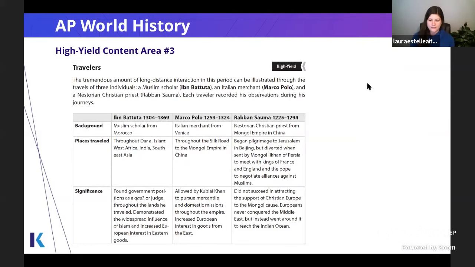Our final high yield content area. Keep in mind, we have 3 high yield content areas, and then I've got some fantastic takeaways for you that are also accompanied by questions. So we're just doing some review and then questions, review and then questions. And I highly recommend that for your own prep.